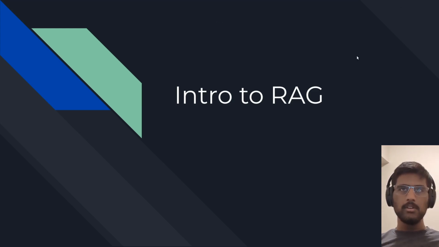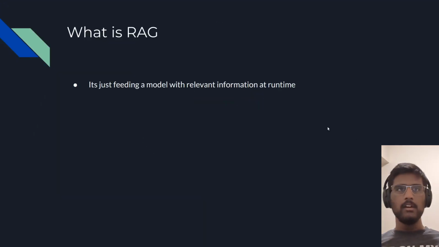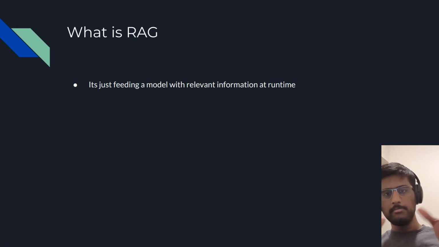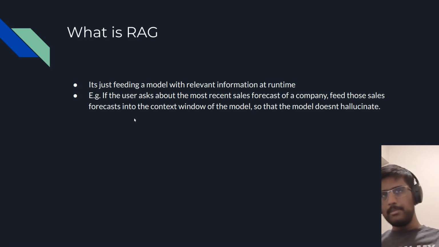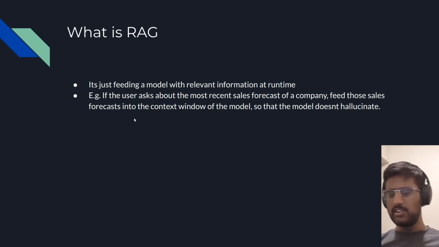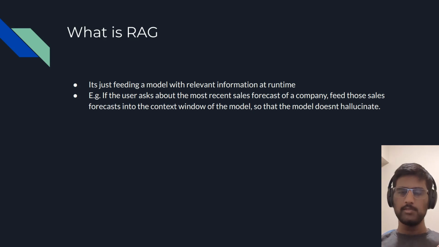So, first up, what is RAG? RAG is just feeding the model with relevant information at runtime. Retrieval Augmented Generation. You feed it with information that you've retrieved at runtime so the model can be better, right? For example, if the user asks about the most recent sales forecast, like if somebody asks, hey, was this week's sales higher than last week's sales or whatever? You can then feed in all of the necessary sales forecasts into the context window of the model, and so the model just doesn't hallucinate.